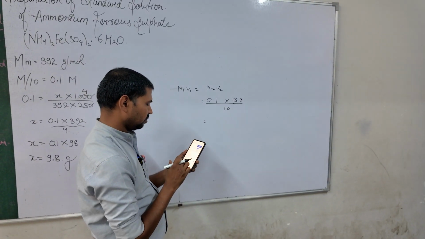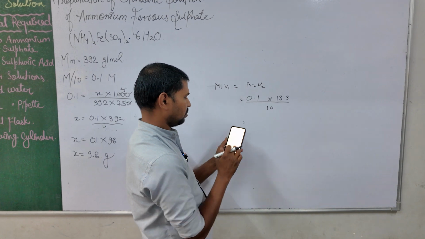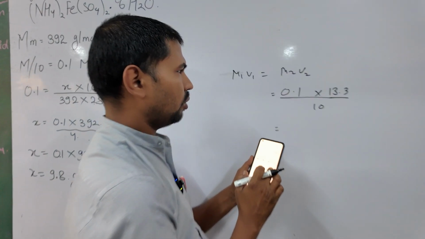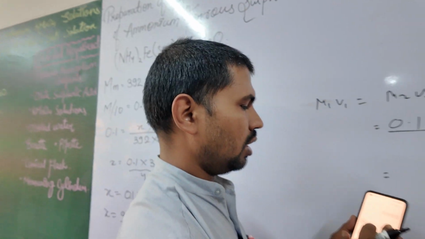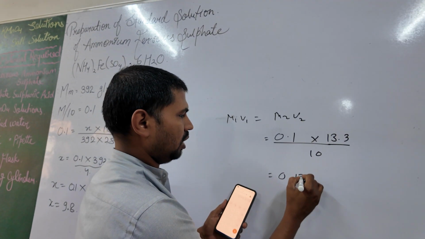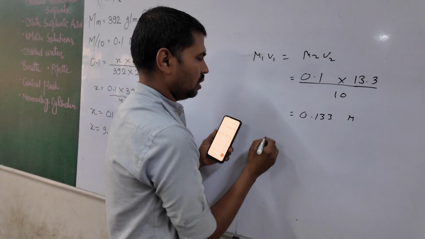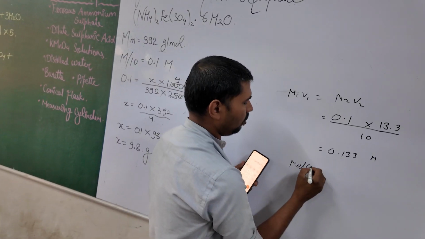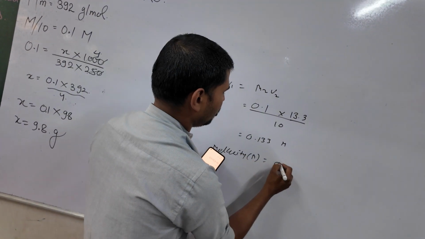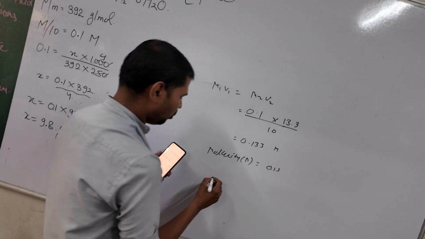See, 0.1 into 13.3 divided by 10. So it becomes 0.133, approximately the molarity of KMnO₄. So the molarity, capital M, becomes 0.13. Okay, and we have to take the strength.